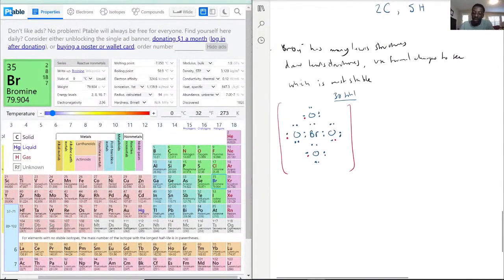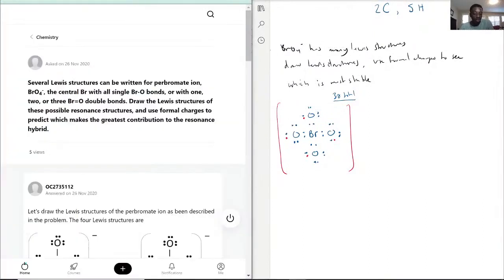The second resonance structure is one where bromine has one double bond, and then the third one will be two double bonds, and then the last one will be three double bonds. So the first iteration, one double bond. We're going to signify that like that. Oxygen here. The rest are single bonds. And the same thing where it's 2, 3, 4, 5, 6, and so on for each oxygen.